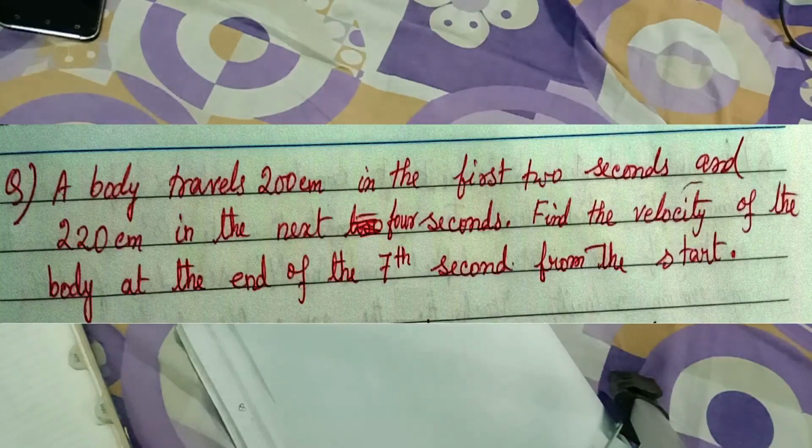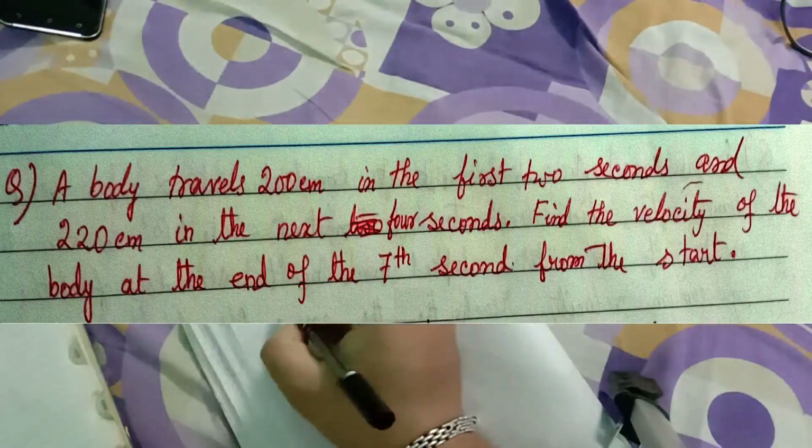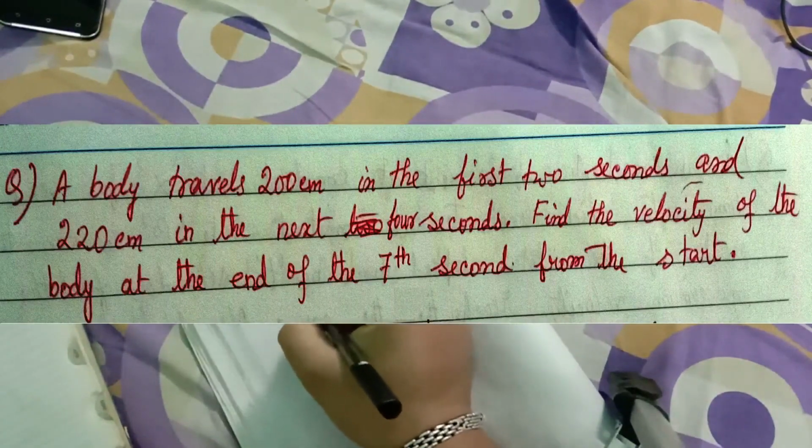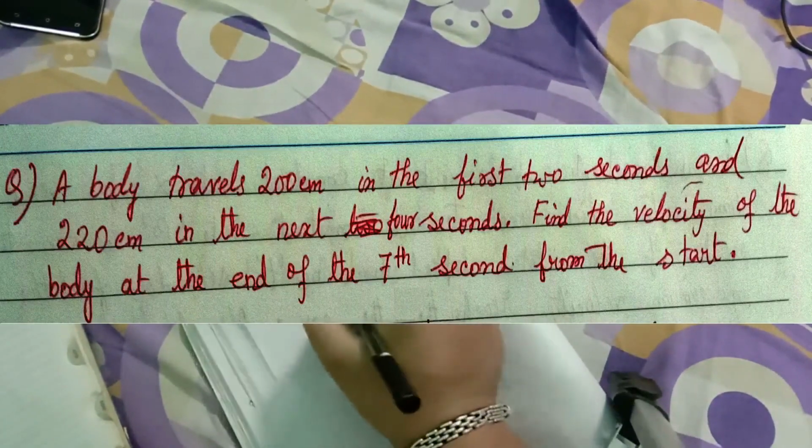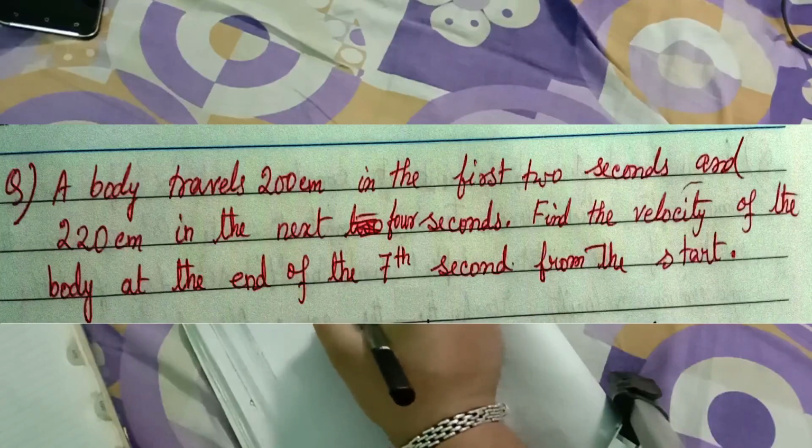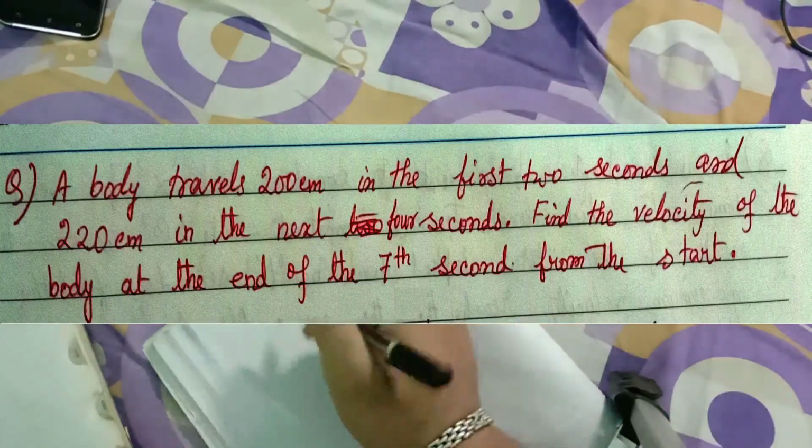Okay, 2 seconds, next 4 seconds, but the last one that is being asked is the 7th second. Just have attention to this point, 7th second from the start. Okay, let us try to do. We are depending on the formula S equals ut plus half at square. First, for the first 2 seconds.